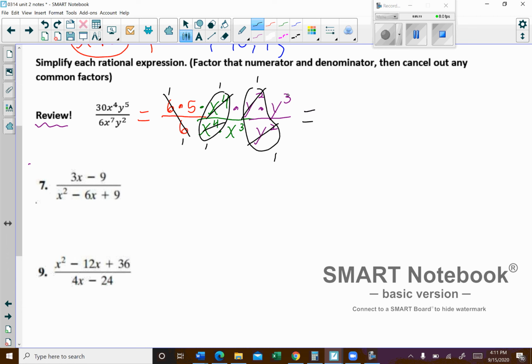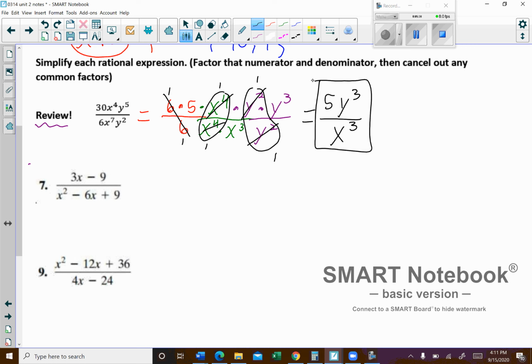And then you also have y to the power of 3. So I'm going to end up with 5y to the power of 3 on top. And then on bottom, let's see, 1 times x to the third times 1. So I'm just left with x to the third on bottom. And that's my answer.